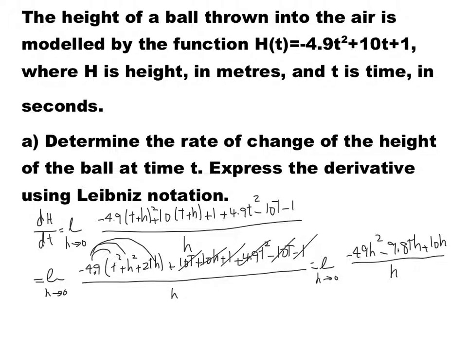Now you can see that h is common between numerator and denominator, so this h goes with this h, and with this exponent. So the answer becomes the limit as h goes to 0 of negative 4.9h, negative 9.8t plus 10. When h goes to 0, we can safely replace h with 0, so this becomes 0, so the answer becomes negative 9.8t plus 10.